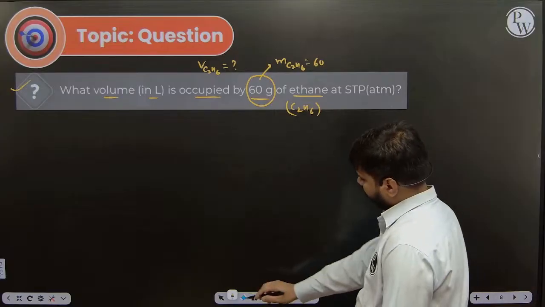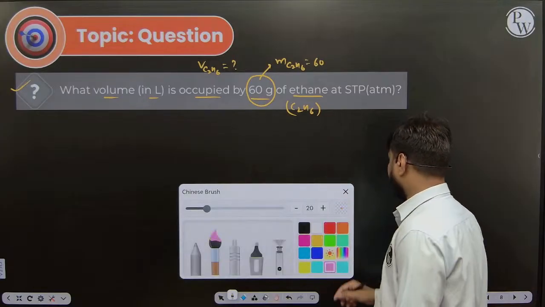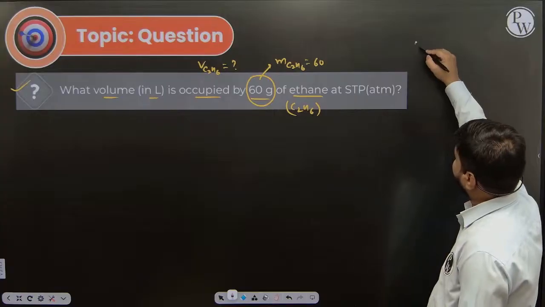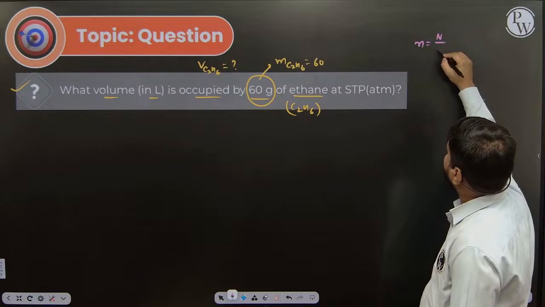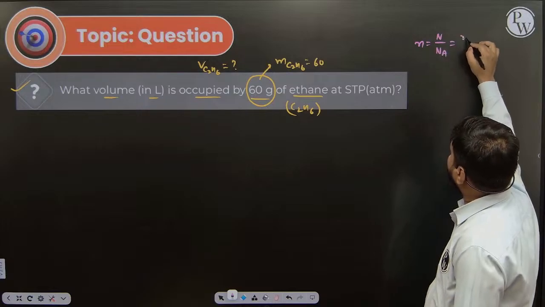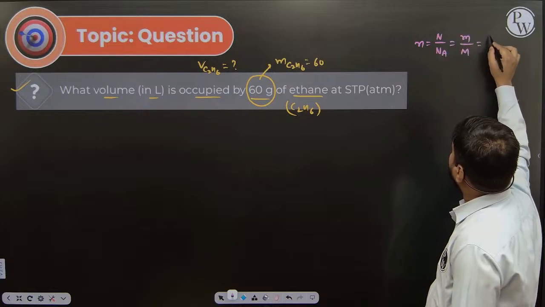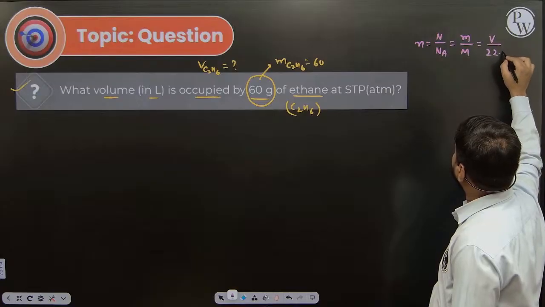Okay, so here again we are going to use the formulas of moles, in which we have number of moles is equal to the number of particles by Avogadro number, mass upon molar mass, and volume of gas by 22.4.